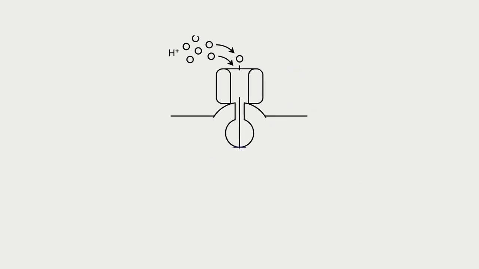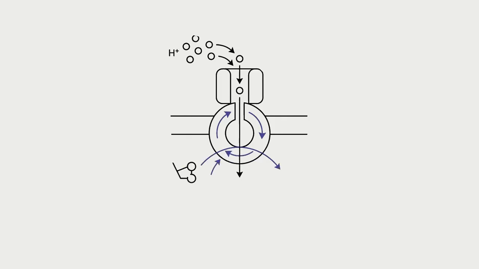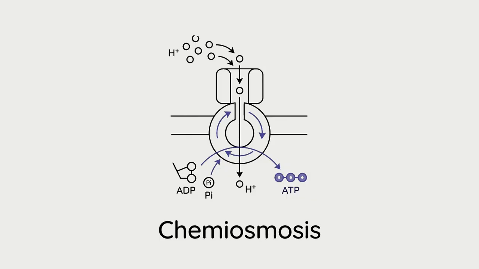Protons then flow back through an enzyme called ATP synthase. As protons pass through, ATP synthase physically rotates and uses that energy to make ATP from ADP and phosphate. This process is called chemiosmosis.